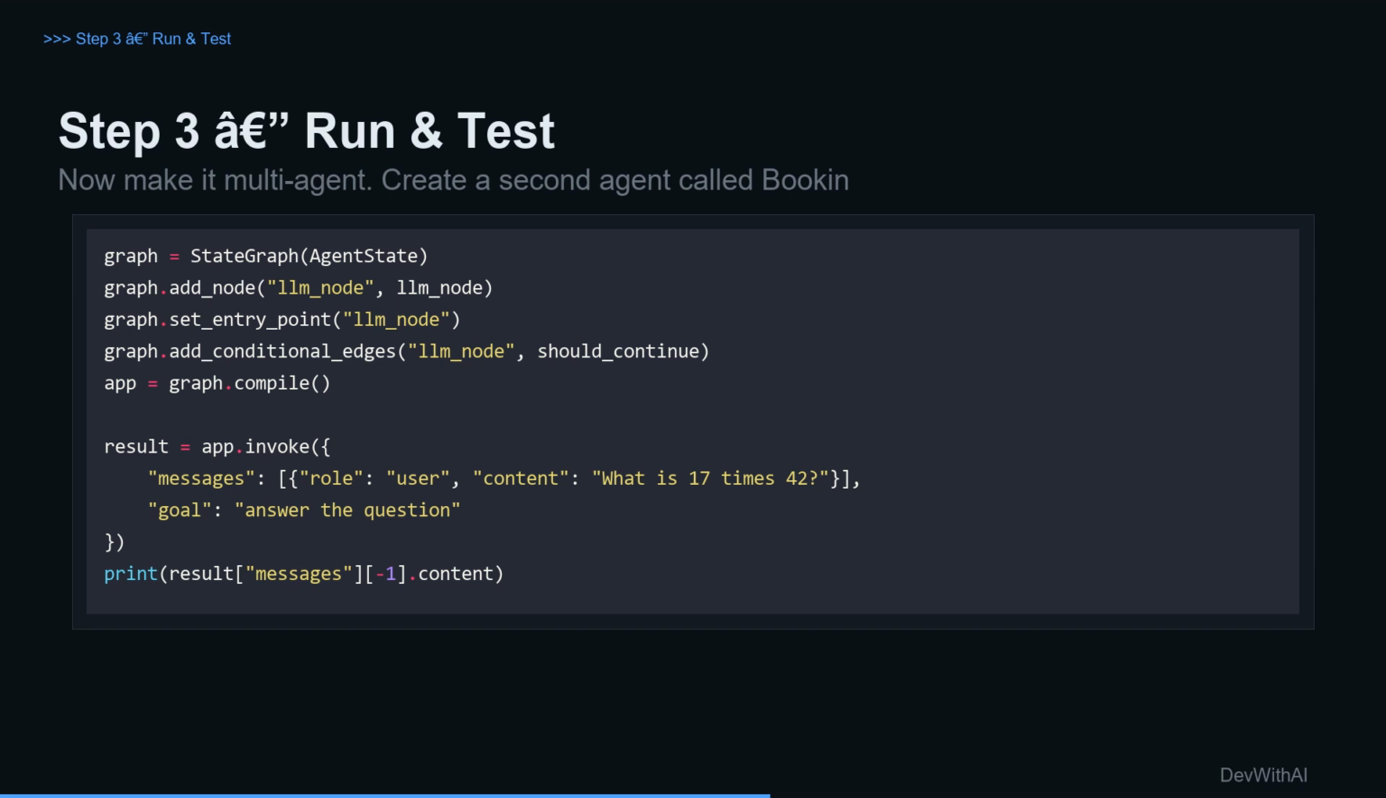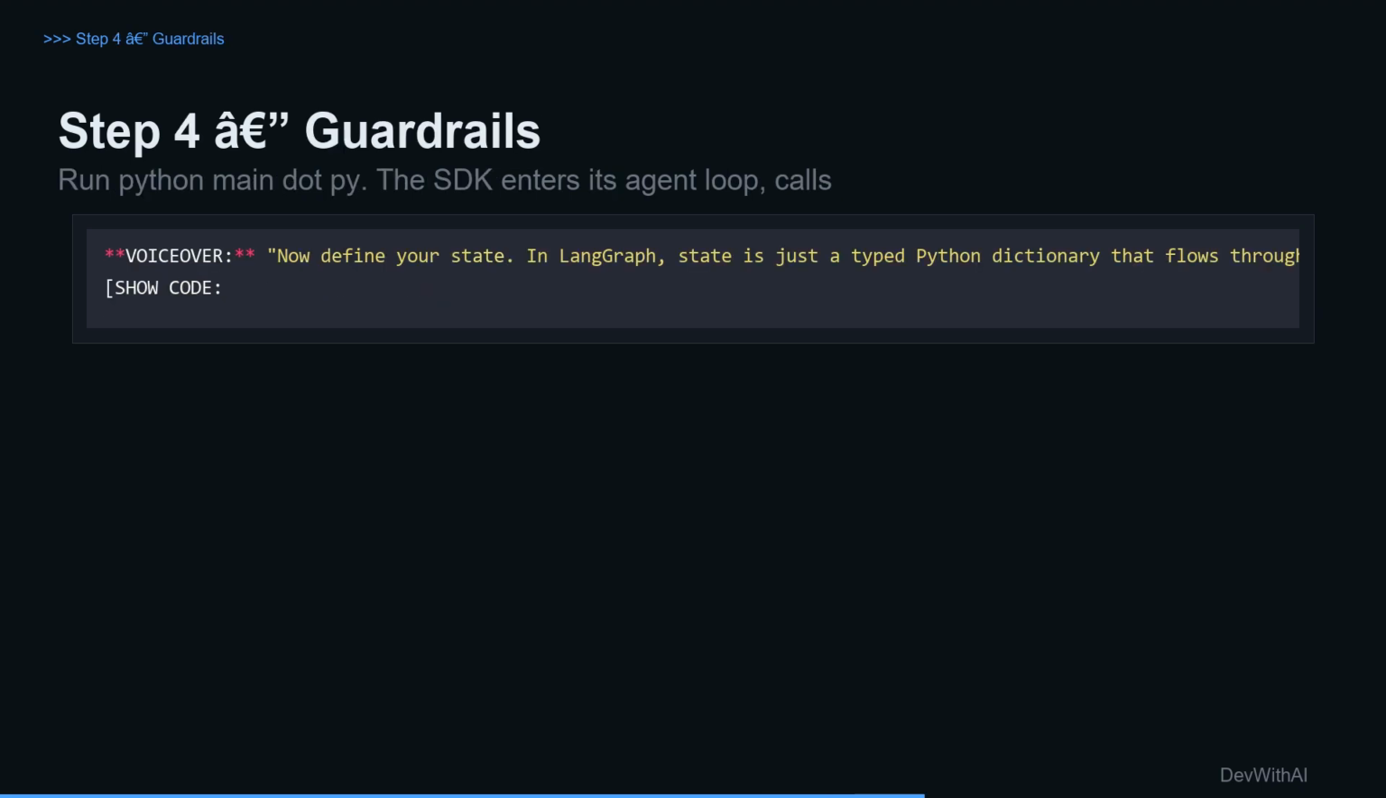At the bottom, write an async main function. Call Runner.run with your agent and an input string. Await it and print the final output. Run it with asyncio.run. That's your entire application, maybe 30 to 40 lines. Run python main.py. The SDK enters its agent loop, calls your weather tool, feeds results back to the model, detects the booking intent, and triggers a handoff to the booking agent, all in one Runner.run call.